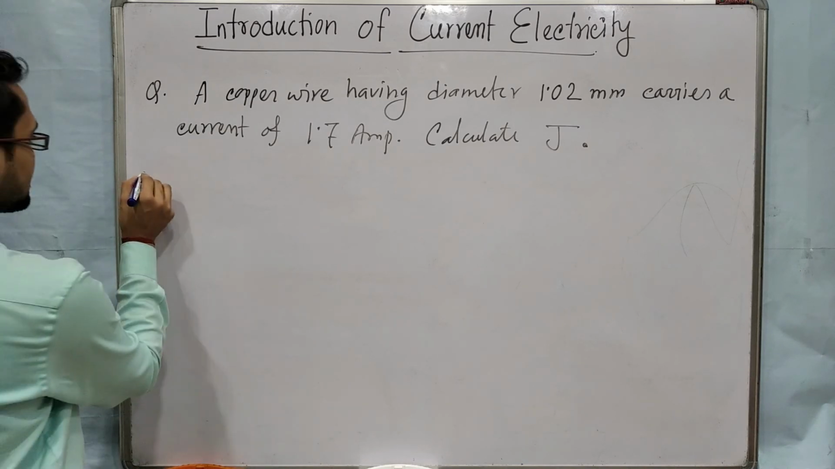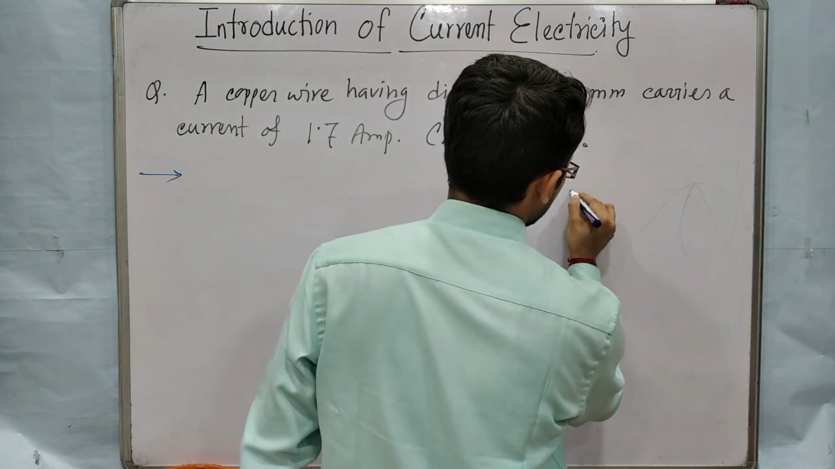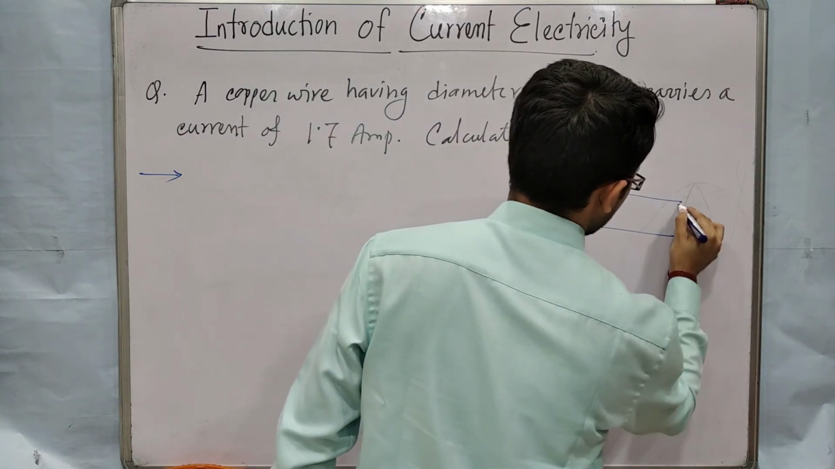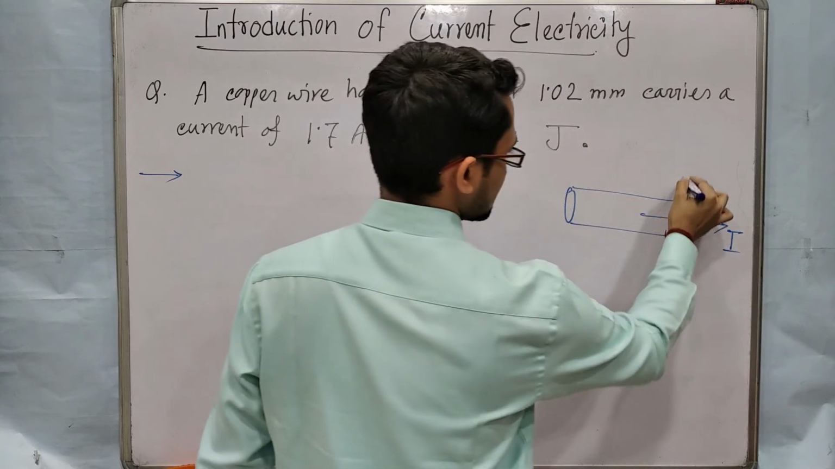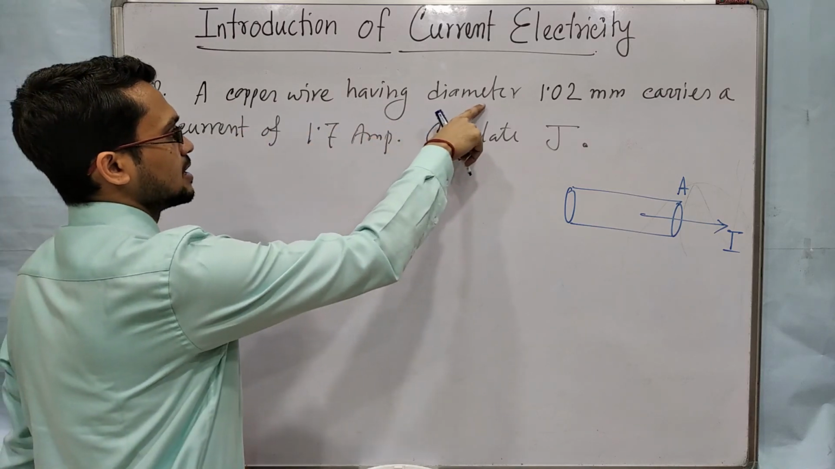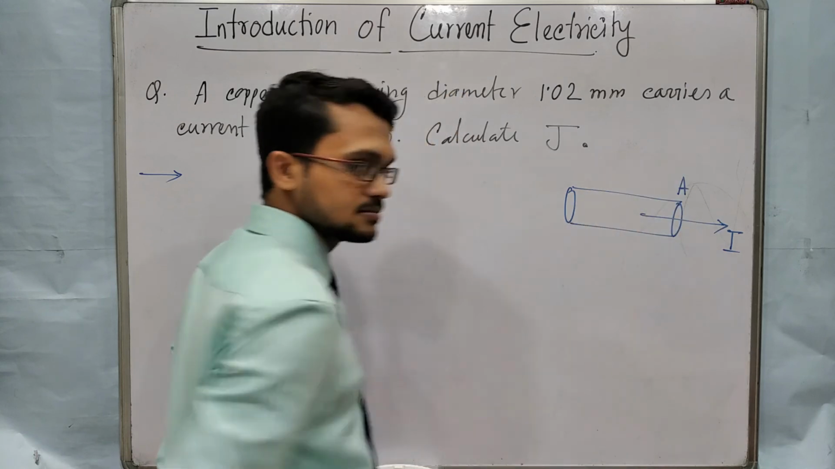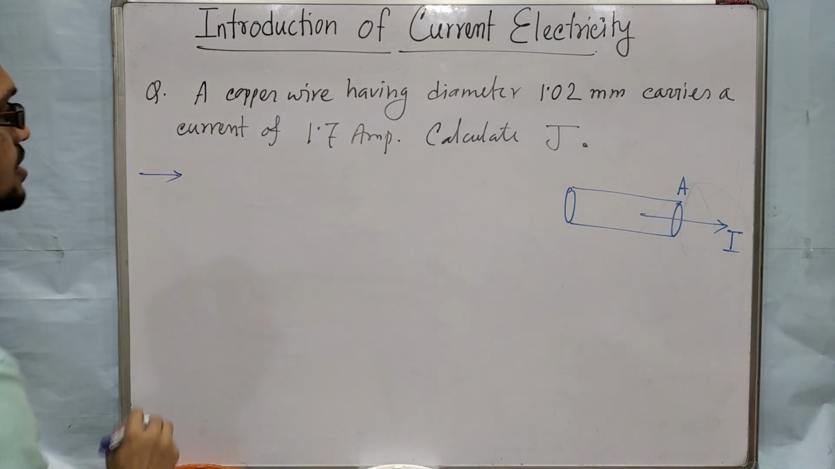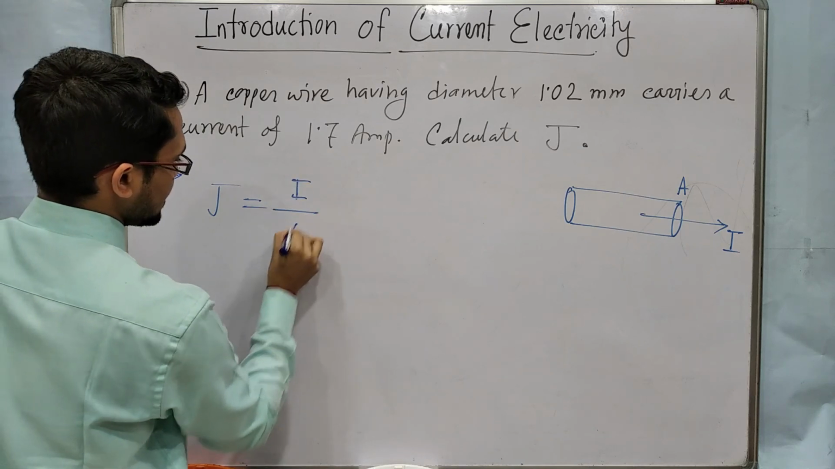So we will take that the current is perpendicular to the cross sectional area. This is cross sectional area. Here the copper wire has a diameter. Diameter means that cross sectional area will be circular. So we have to find J. J equal to I by A.